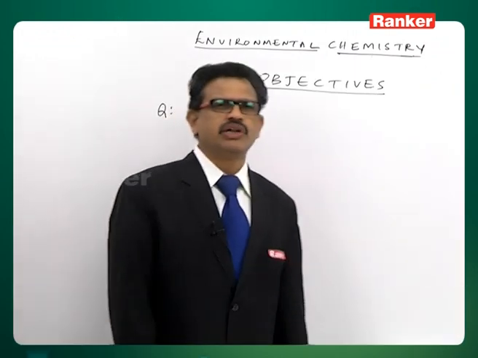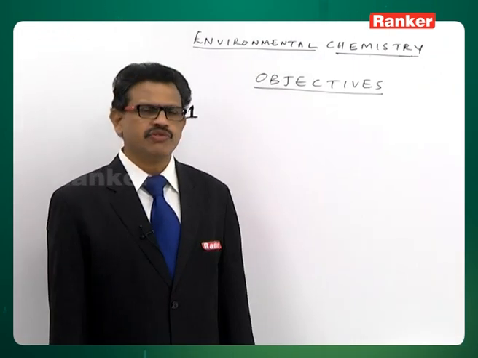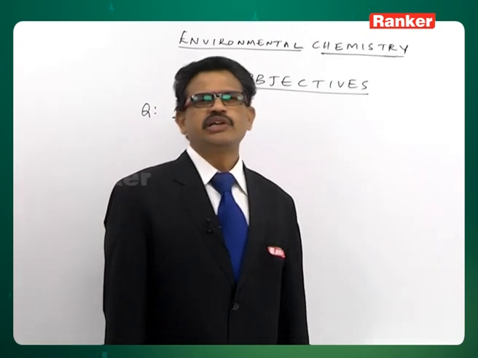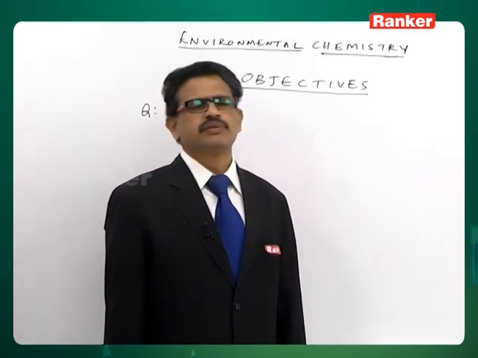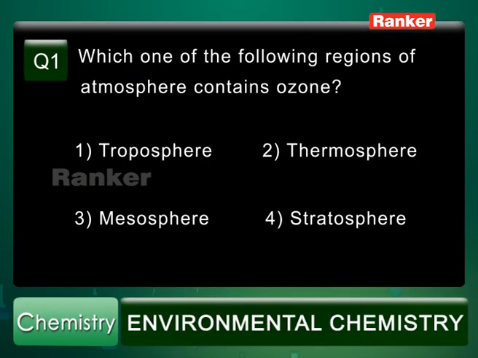Let's see some objective questions on the discussed environmental chemistry topic. These are related to some JEE Mains questions. Question number 1. Which of the following regions of atmosphere contains ozone? Options are given like this. Number 1, troposphere. Number 2, thermosphere. Number 3, mesosphere. Number 4, stratosphere.